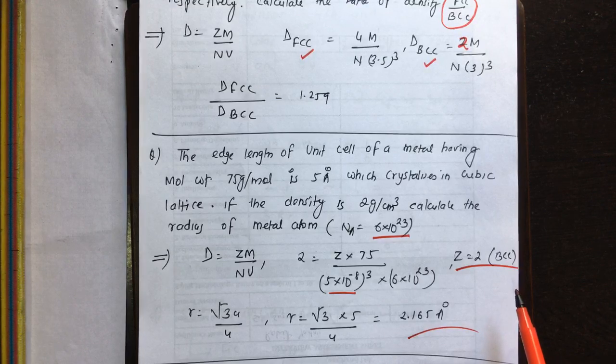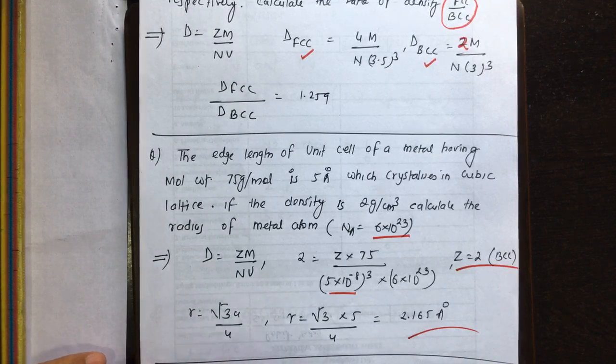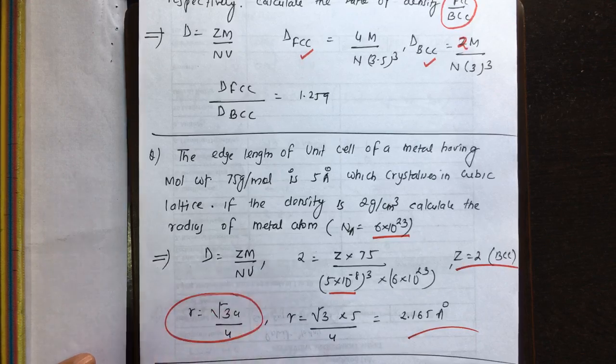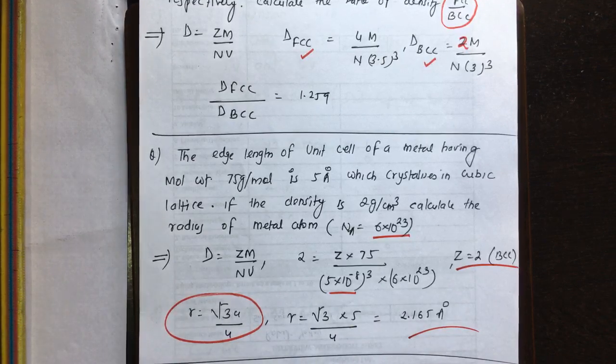Once the arrangement is known to us, dear students, we can find out the radius, because what is the radius formula? Root 3a by 4. A is known to you, 4. Root 3a by 4, we can do it and we get the answer as 2.165 angstrom. So this is the answer to the question. I hope everybody has got this particular point, that 2.165. After calculation you will get the answer for this.